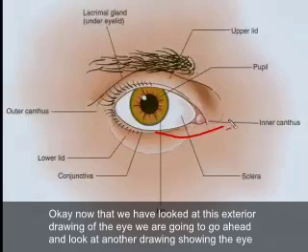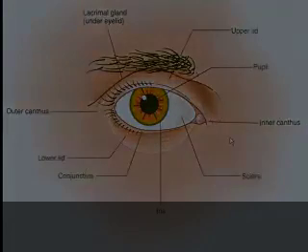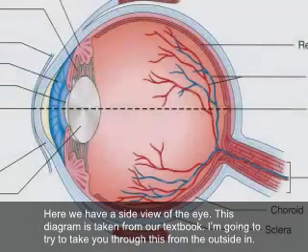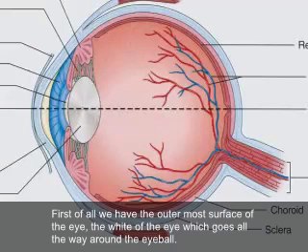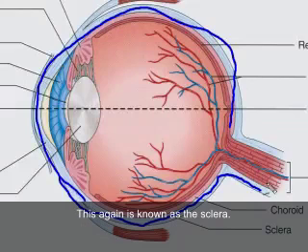Okay, now that we've looked at this exterior drawing of the eye, we're going to go ahead and look at another drawing showing the eye in a cross section, and we'll be able to see these outer structures from a different perspective as well as the interior of the eye. Here we have a side view of the eye. This diagram is taken from our textbook, and I'm going to try to take you through this from the outside in. First of all, we have the outermost surface of the eye, the white of the eye, which goes all the way around the eyeball, and this again is known as the sclera.